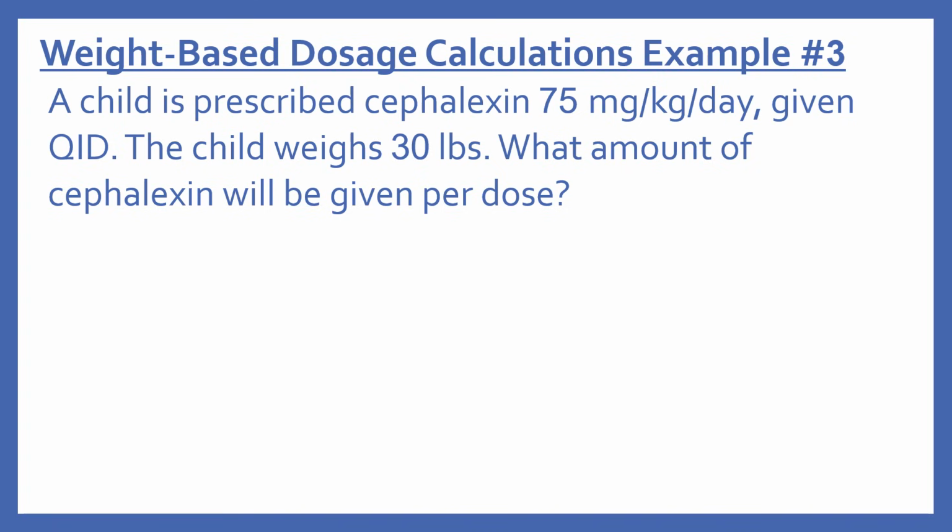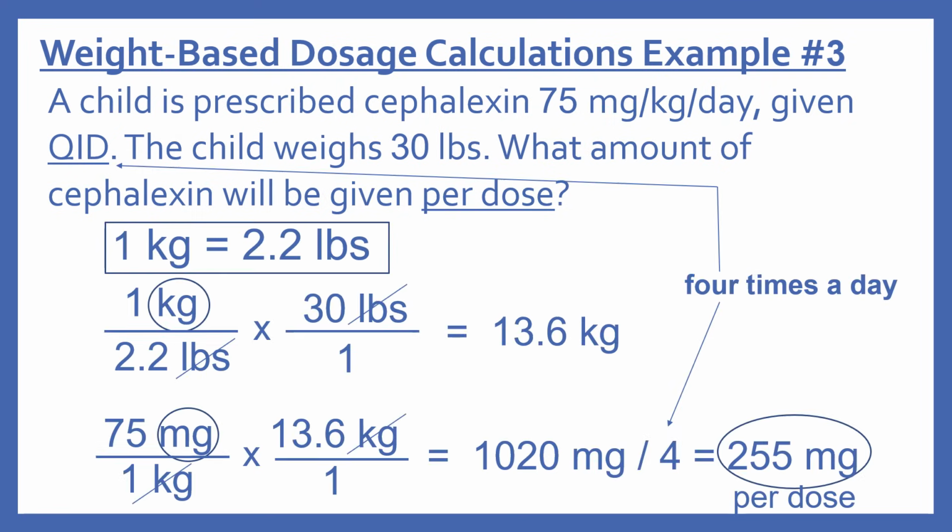So example number 3. A child is prescribed cephalexin 75 milligrams per kilogram per day given QID. The child weighs 30 pounds. What amount of cephalexin will be given per dose? So cephalexin, this is an antibiotic that's a cephalosporin. And so we have 75 milligram per kilogram per day QID. QID is 4 times a day.